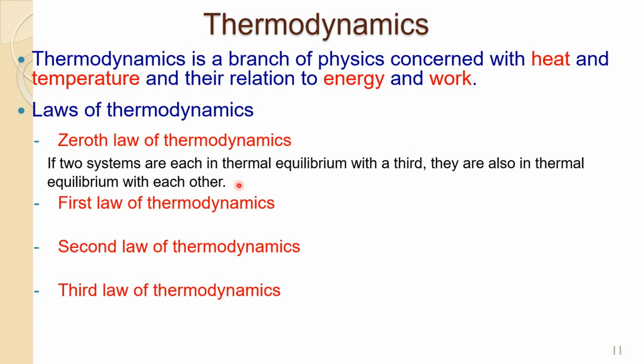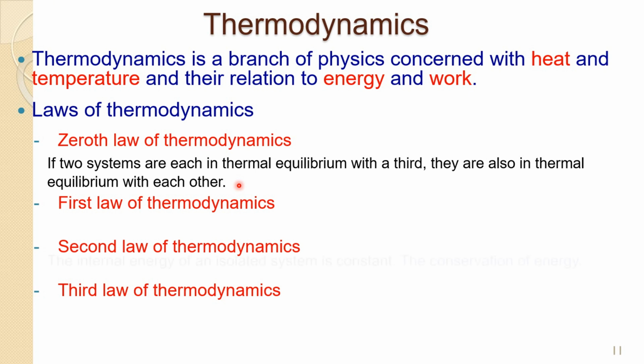Okay? So you learn this. This is a very logical way to learn. A equals C and B equals C, so A equals B. This is the zeroth law of thermodynamics.